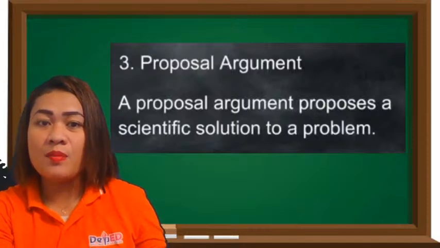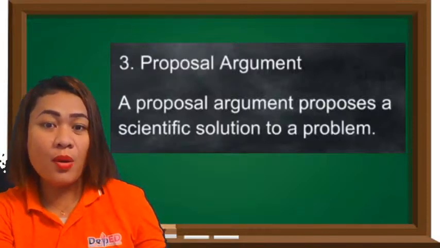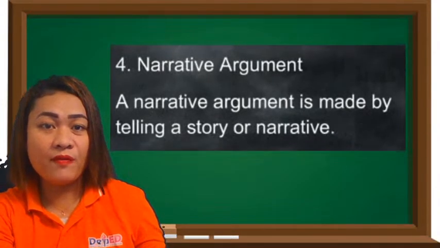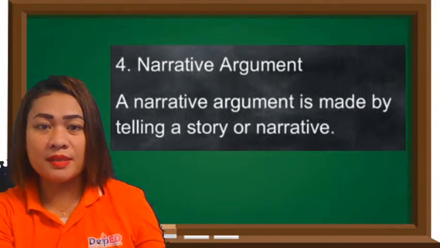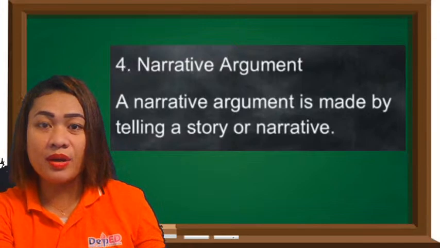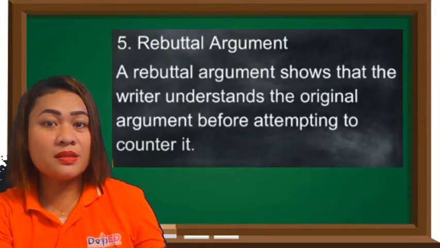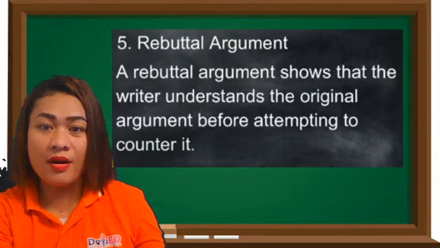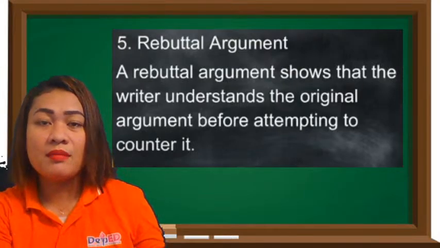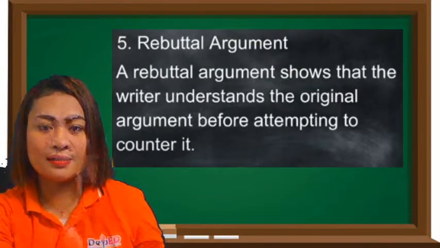Number 3, proposal argument. A proposal argument proposes a scientific solution to a problem. Number 4, narrative argument. A narrative argument is made by telling a story or narrative. Number 5, rebuttal argument. A rebuttal argument shows that the writer understands the original argument before attempting to counter it.